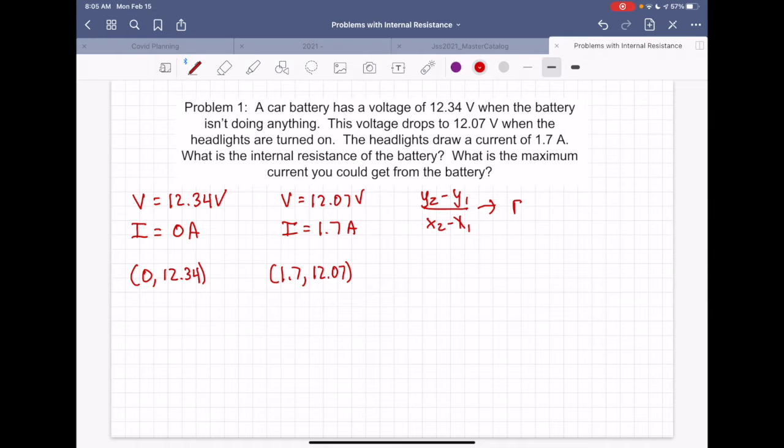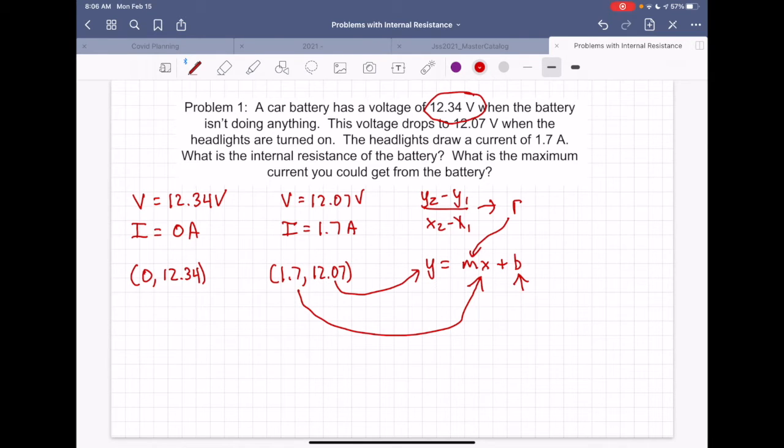Once you have your slope, you can then use the formula y equals mx plus b. You can pick either of your points, plug in the y, plug in the x, plug in your slope. Solve for the y-intercept. At this point, it's important to remember that the slope should be a negative number. If it did not come out negative, check your work. Solve for b. The b value should come out to be very close to the voltage of the battery when it was giving out no current.